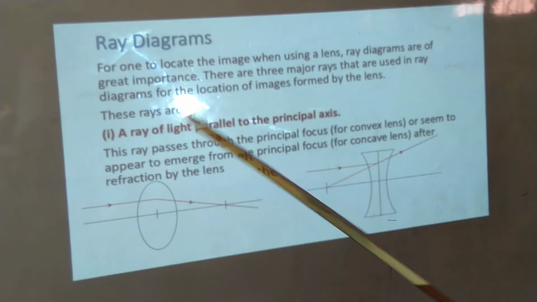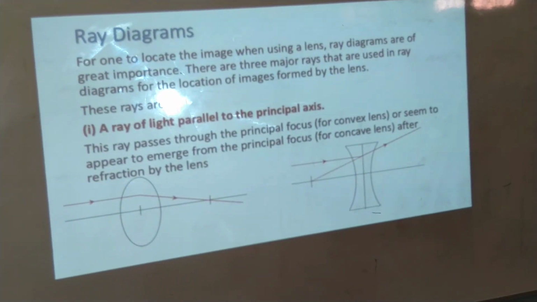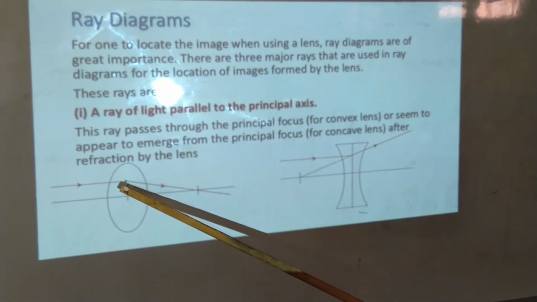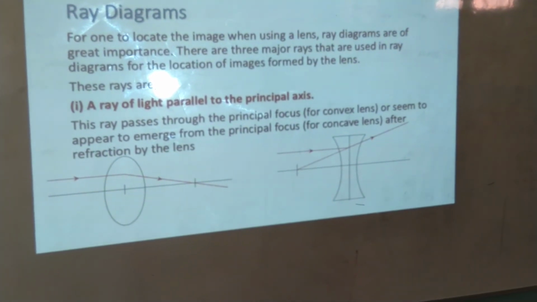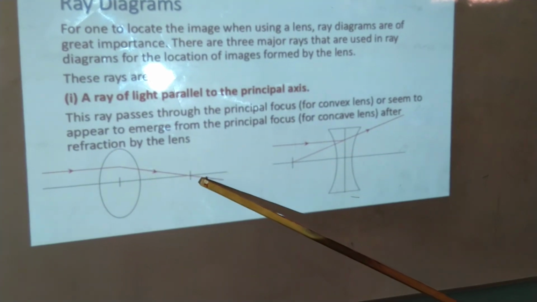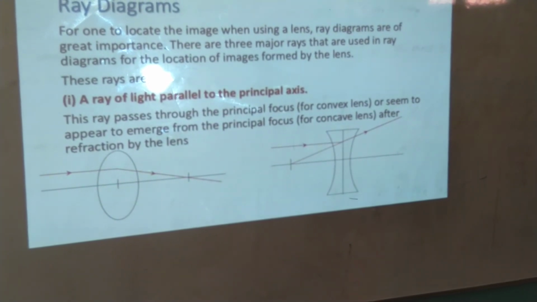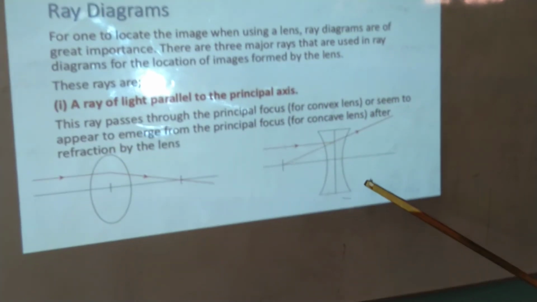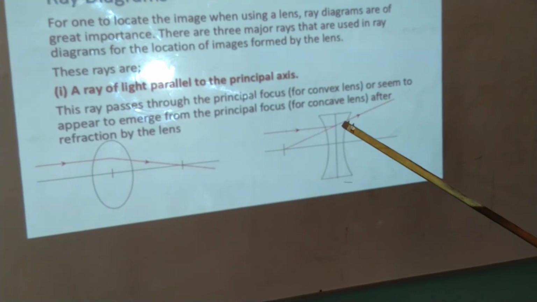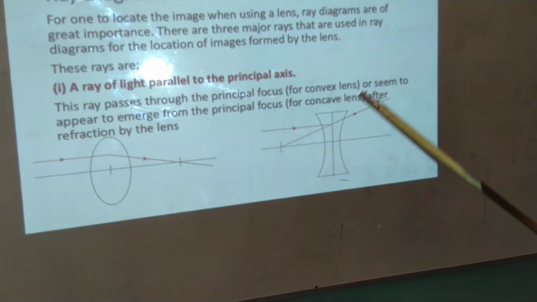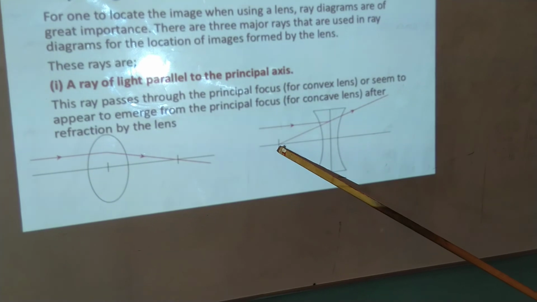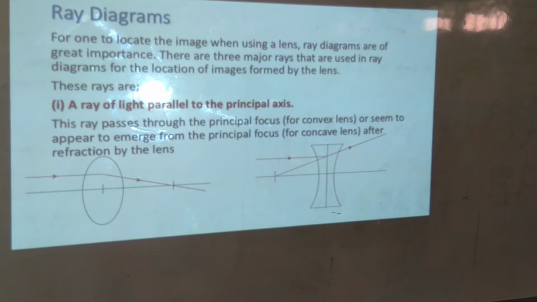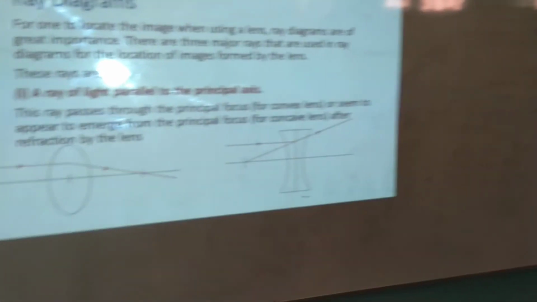We start with the first one, a ray of light parallel to the principal axis. As you can see, this ray is normally refracted such that it passes through the focal point or the principal focus. That is for a convex lens. For the concave lens, the ray is refracted such that it appears to come from a point behind the lens as indicated. So this is the first ray that is used in the location of the images.